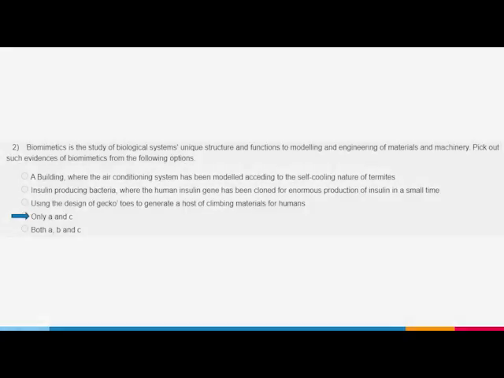So that was the answer to this particular question, which is only A and C. That is, option D is the correct answer. That is, a building which is modeled after the self-cooling nature of termite mounds, and option C, using the design of gecko's toes to generate a host of climbing materials for humans. So does anyone have any questions regarding this?